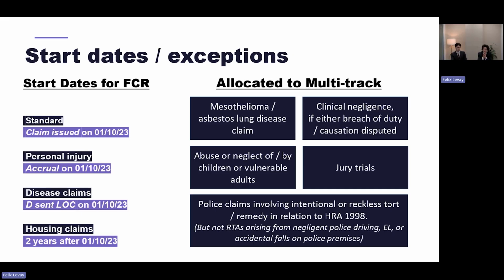Some claims are inherently complex enough that they need to be assigned to the multi-track. So asbestos lung disease claims, abuse and neglect of children or vulnerable adults, police claims involving intentional reckless torts. Worth noting there that negligent driving is not excluded, because otherwise you would have significantly more. Those are going to just be treated as RTAs. Jury trials goes without saying. Clinical negligence. So interestingly, this was the point of contention as regards the Association of Personal Injury Lawyers.